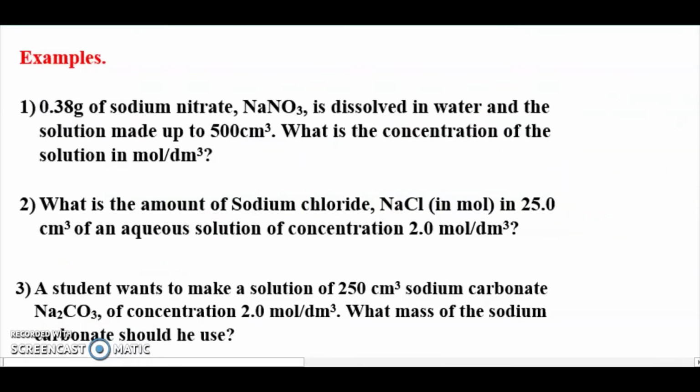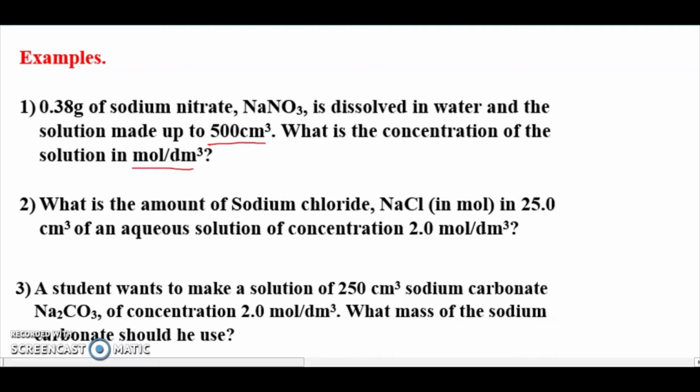Okay, here we go. So we have some examples here. Example 1 says 0.38 grams of sodium nitrate is dissolved in water, and the solution made up to 500 cm cube. So take note of the volume here. We've got 500 cubic centimeters. What is the concentration of the solution in mole per dm cube? So here we're talking about the molar concentration of the solution. So how do we do this? It's pretty simple. Let's look at it.